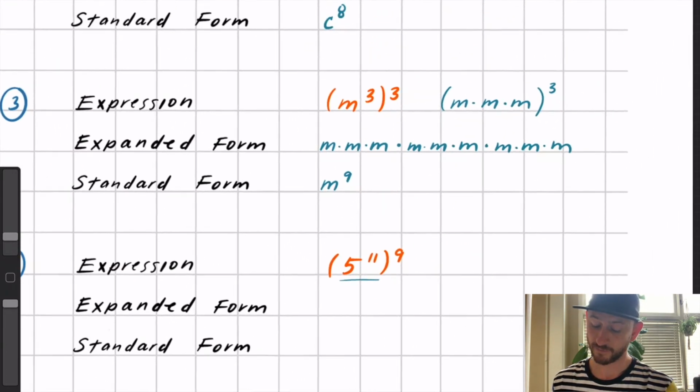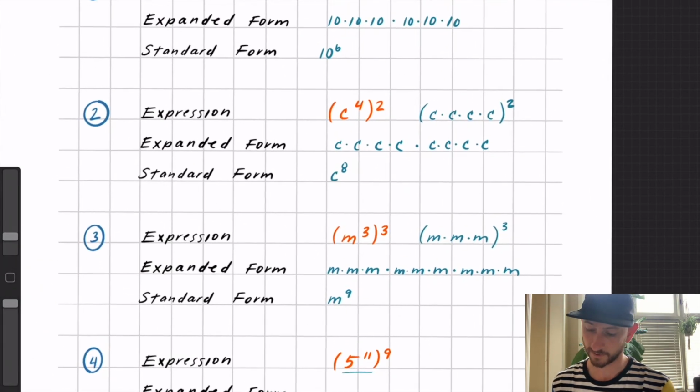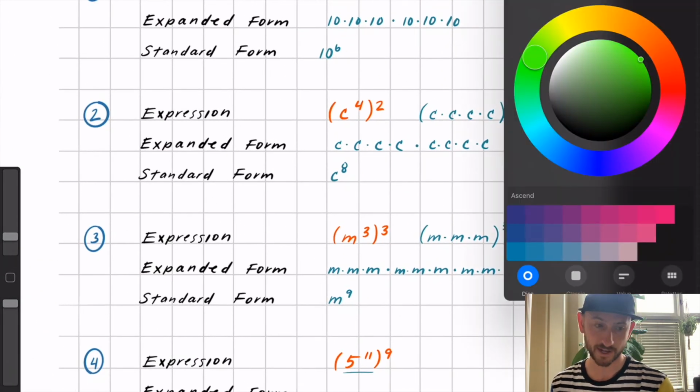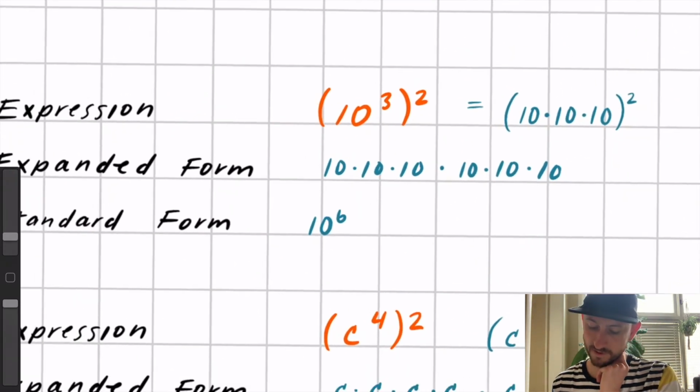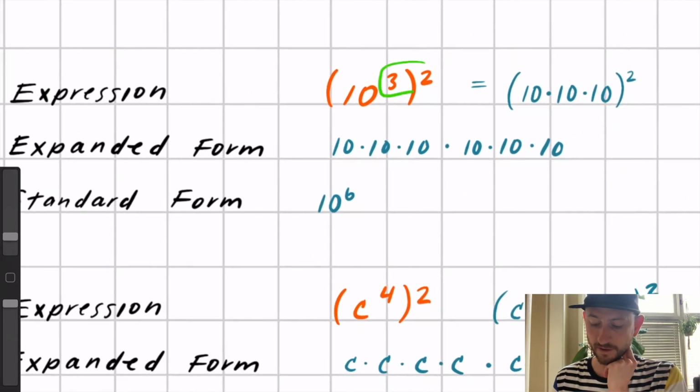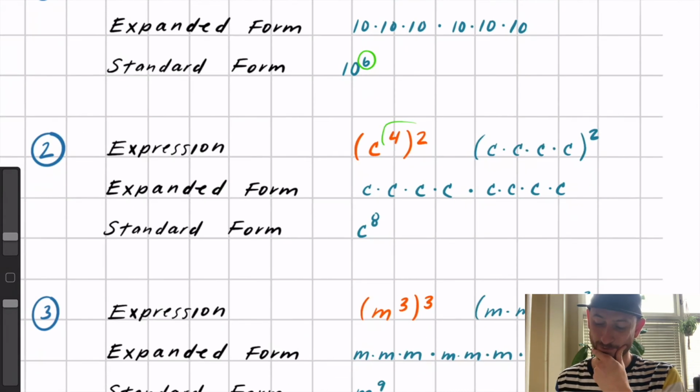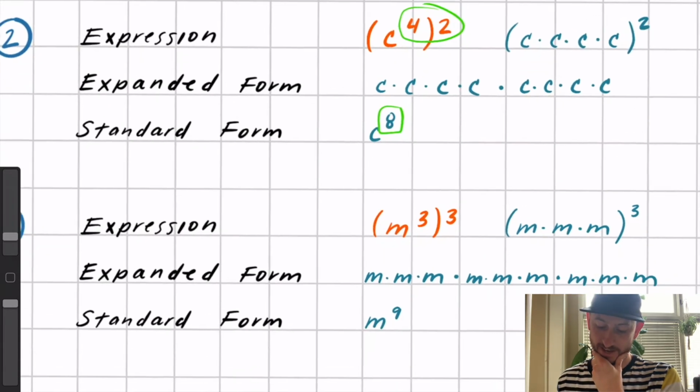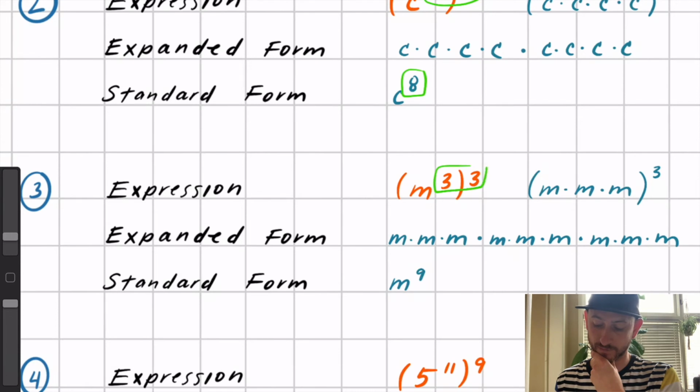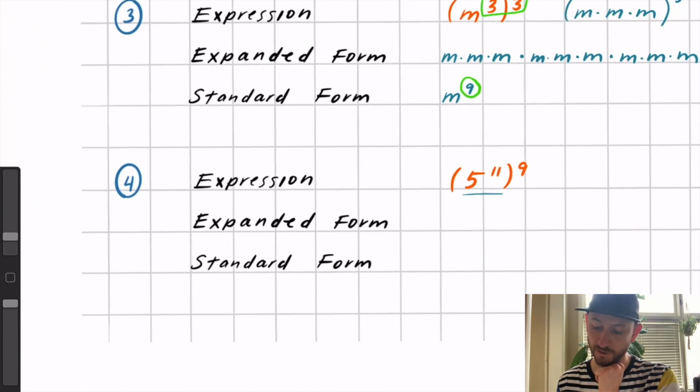So if we go back and look at what's happening here, we can probably discover the rule if you haven't already. For the first example, how do you take a 3 and a 2 and wind up with a 6? Multiplication. Second example, 4 and 2, we end up with a power of 8. And the third one, we have 3 and 3. If you multiply those together, you get a power of 9. So it appears that the rule is when you raise a power to a power, you just multiply those 2 numbers together to get your new power.